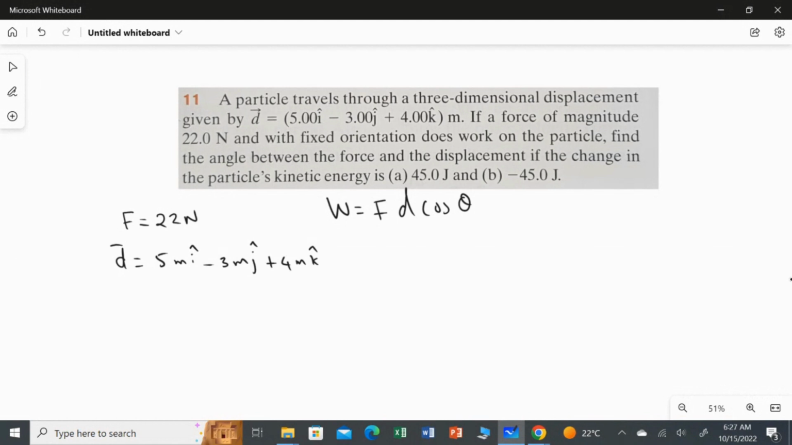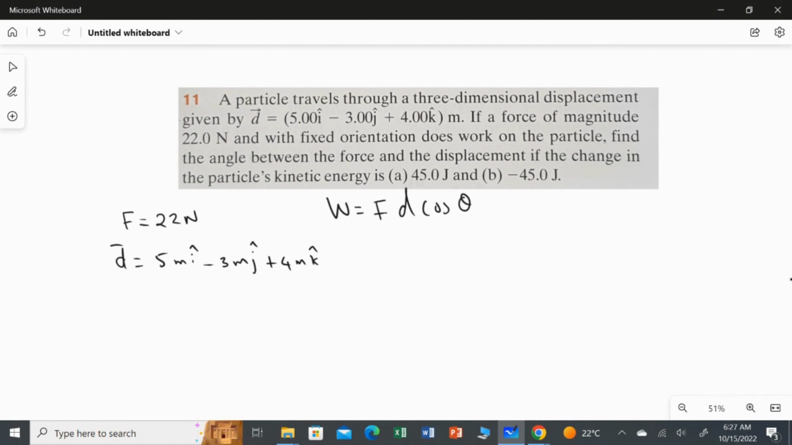So we are going to find the angle. What we are going to do, we are going to find the angle for these two changes in kinetic energy. If you want to find the value of the angle for these two changes in kinetic energy, first of all, we have to frame the equation for the angle. We can frame the equation of the angle by using the equation of work done.